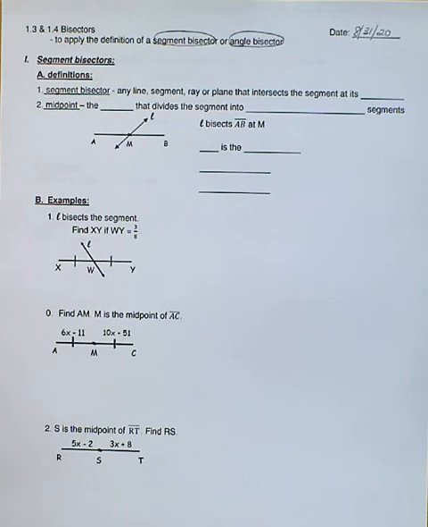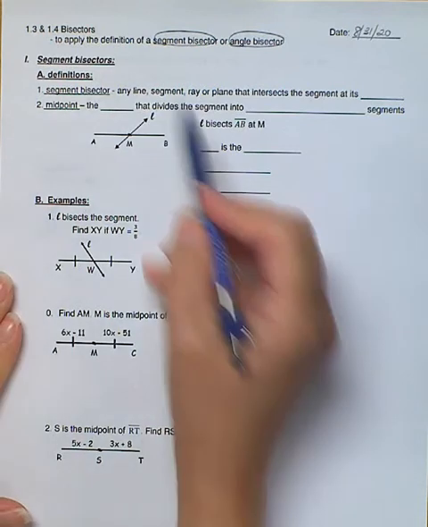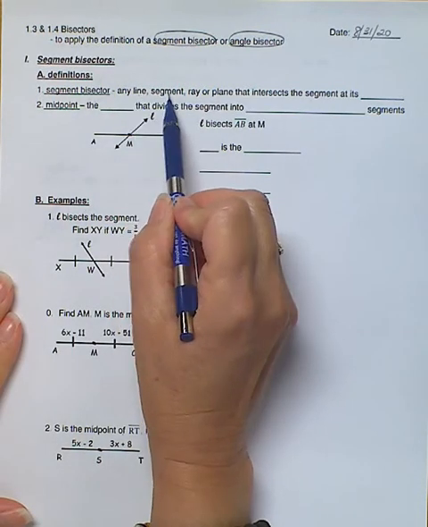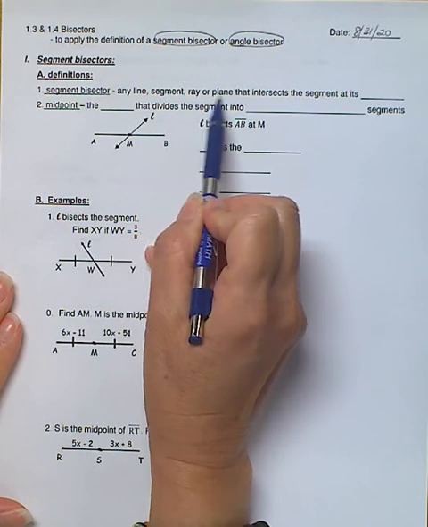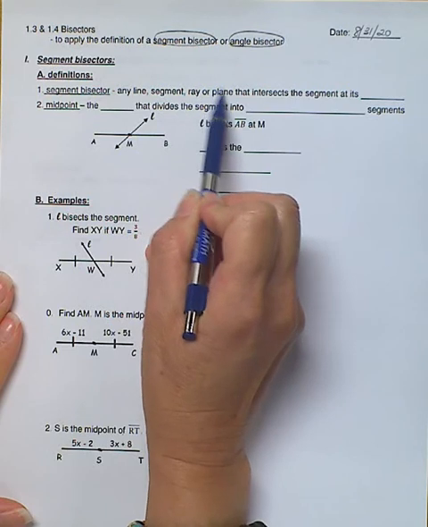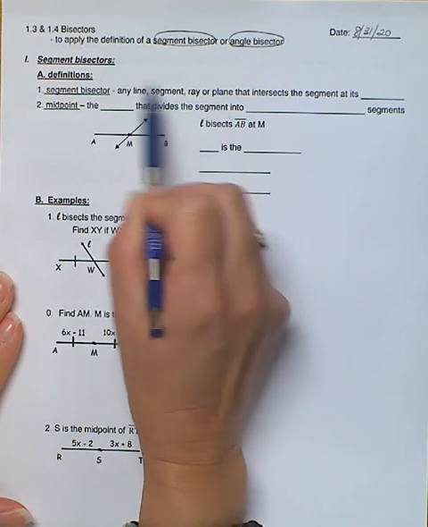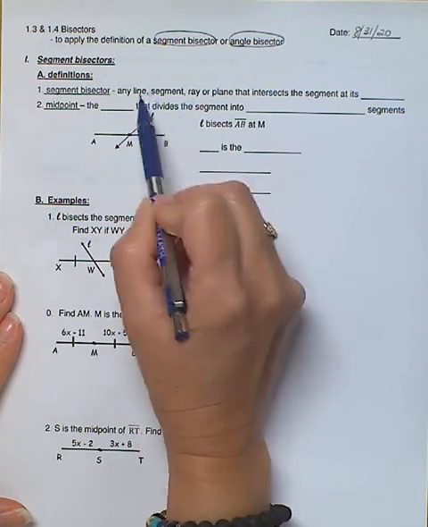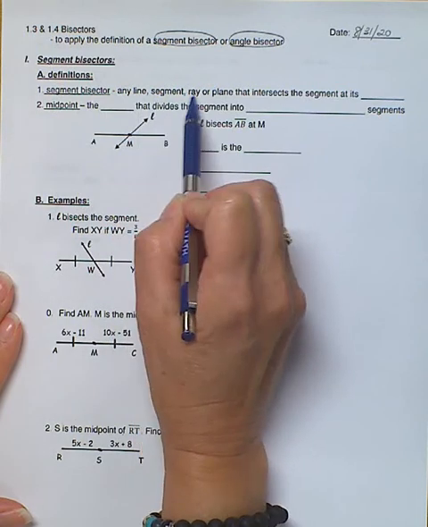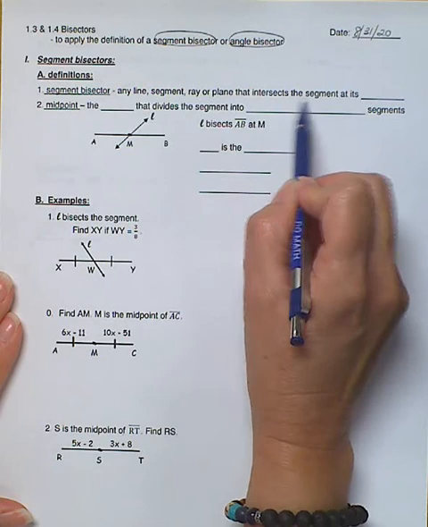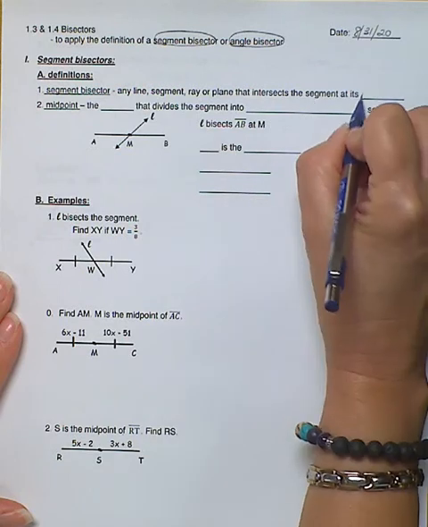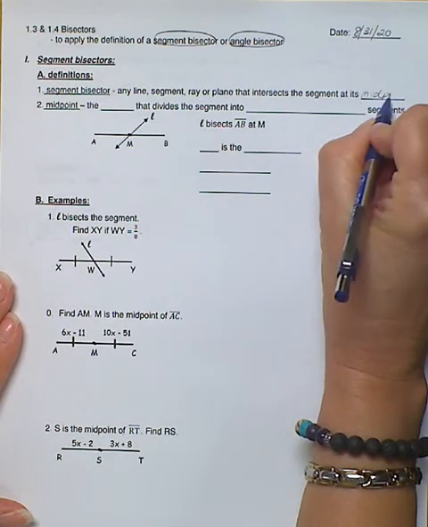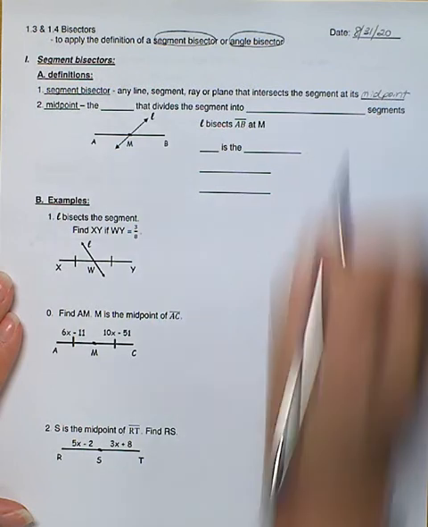So what we're going to look at are, first off, segment bisectors. The definition of a segment bisector is any line, segment, ray, or plane. We don't tend to work with the plane because that's three-dimensional. We tend to stay in two-dimensional. So if you have some kind of line, segment, or ray, something that's actually intersecting a segment at its midpoint, then you're going to have a segment bisector.